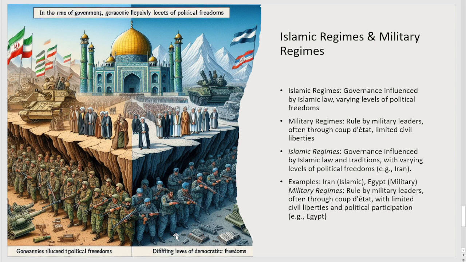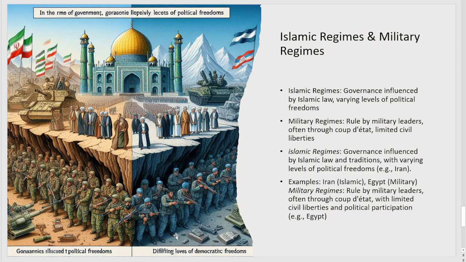And we have the military regimes. Military regimes are political systems where the leading posts in the government are filled on the basis of the person's position in the military chain of command. So military regimes are ruled by military leaders, often through coup d'etat, with limited civil liberties. Examples would be Egypt, and Fiji in 2000, for example, under Bainimarama.